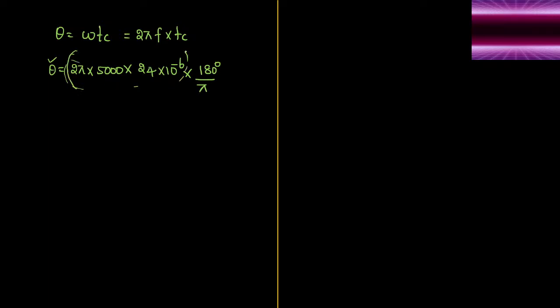See, is there any value in degree? No, all are in radian. So I am converting into degree. How to convert a value from radian to degree? You have to multiply it by 180 by pi. Then pi will get cancelled out. Yes, sir. Finally, now if I multiply these, 2 times 5 will become 10, so 10,000. 10,000 into 24 will give you 24,000 into 10 power minus 6. So what will you do now?